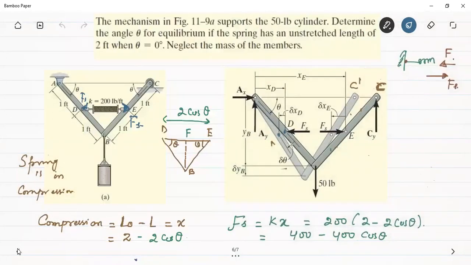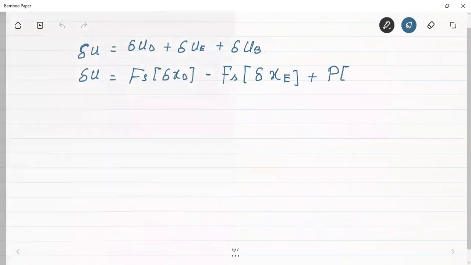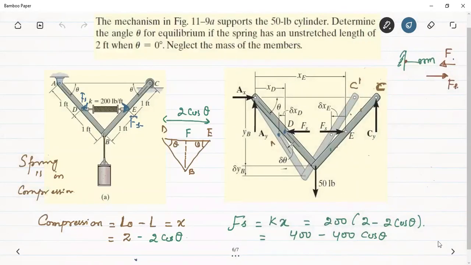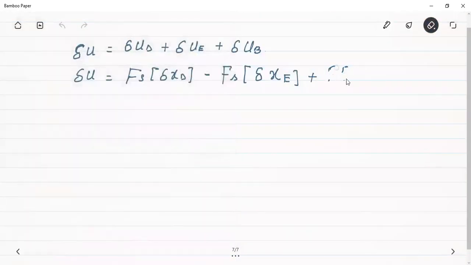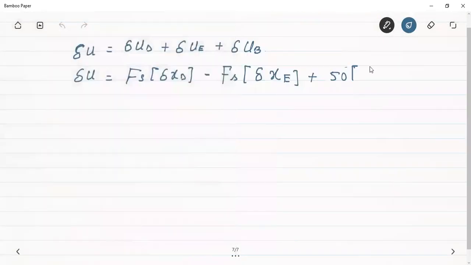At last, the work done by this 50-pound force: both the force and the displacement due to this load are in the downward direction. This load is shown by P, or we can directly write that it is equal to 50 pounds multiplied by the virtual displacement of the point B, that is in the y direction, therefore delta YB. So this has to be equal to 0 from the principle of virtual work.